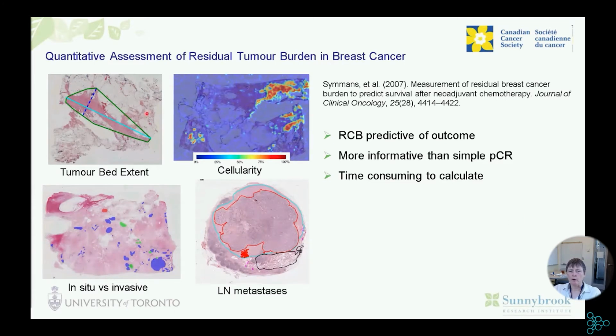There are several different components of this, and I'll go through a few of these. There's the tumor bed extent and cellularity. These look at how many cancer cells are left and how they are distributed. There's something called in situ versus invasive, which I won't go into in this talk. And then we also have to look at the lymph nodes to see whether there are any small metastases left, because this is the indication that the cancer may have spread to the rest of the body.